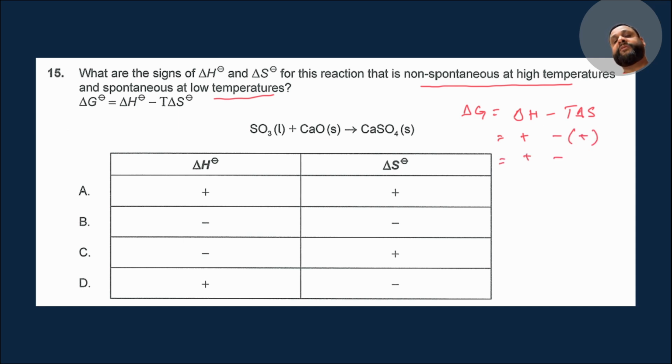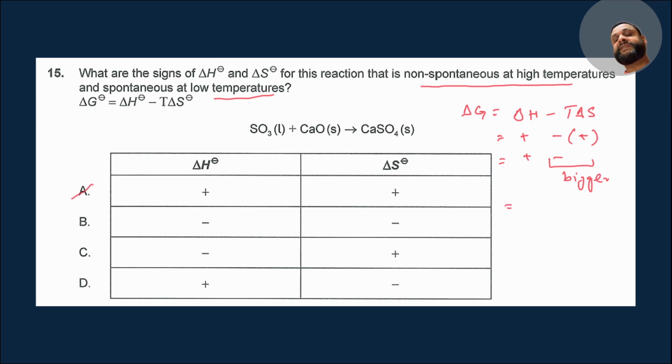So we want it to be non-spontaneous. So at high temperature, this factor will be bigger. So it will be spontaneous, but we're looking for non-spontaneous at high temperature. Hence it is not the correct answer. Let's move to option B.